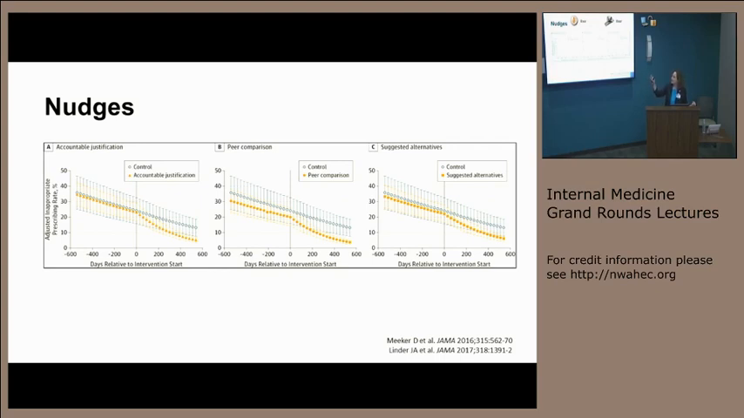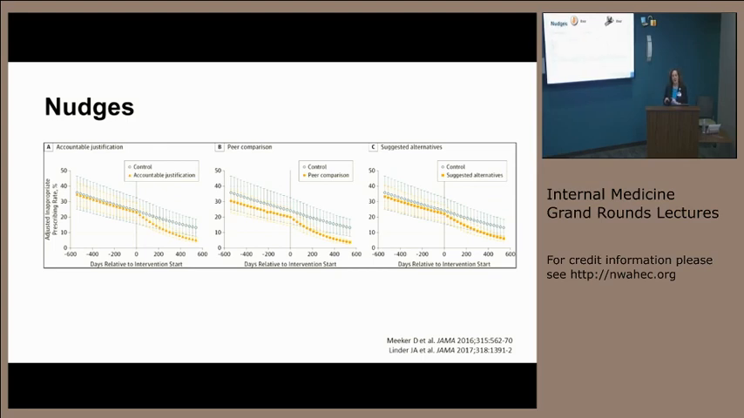first of all, just to orient you, the gray circles are the controls, and then the triangles are the interventions. So as you can see, antibiotic prescribing just from being in the study went down. So participating in a study will help your prescribing. But all three of the nudge interventions seem to work. So I'll briefly describe them.